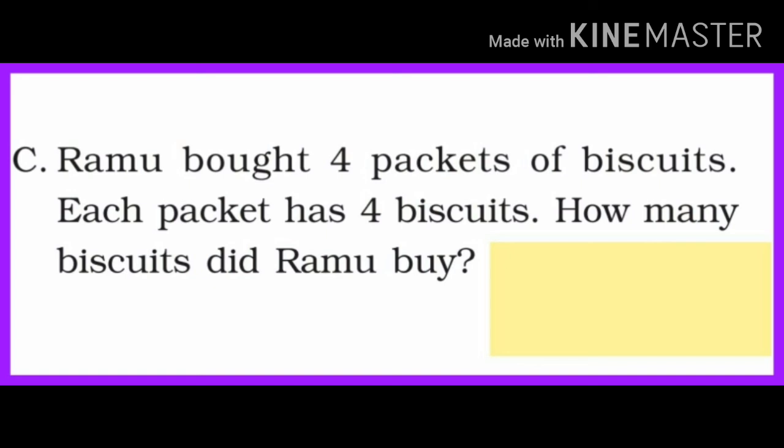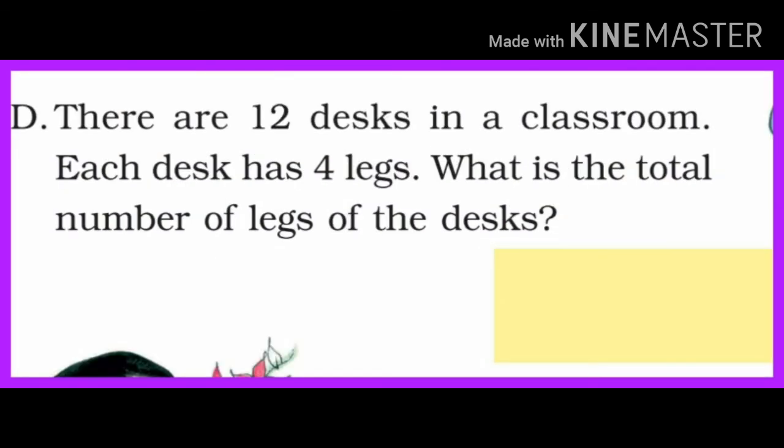A boy whose name is Ramu has bought 4 packets of biscuits, and in each packet, that is in one packet, it has 4 biscuits. We will write 4 into 4. Answer will be 16.